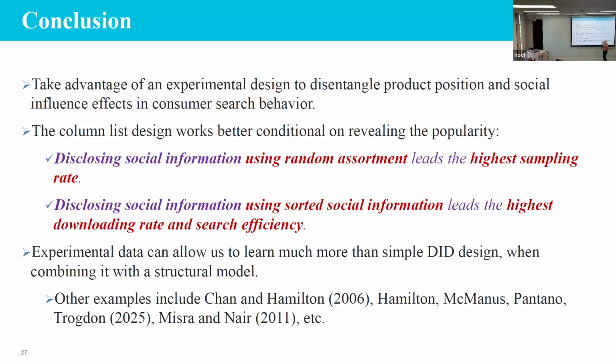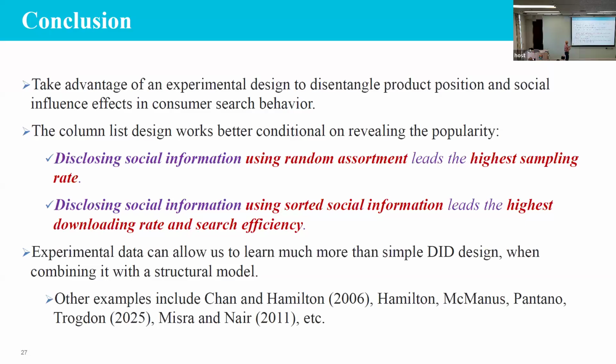And I think I'm almost out of time. Okay. Now, what do we learn from here? The one thing we learn is that we can take advantage of experimental design. In this particular case, an experiment wasn't initially designed for the purpose of learning search behavior, of disentangling position and social influence effects. But when you look at them more carefully, oftentimes you may be surprised by what you find.